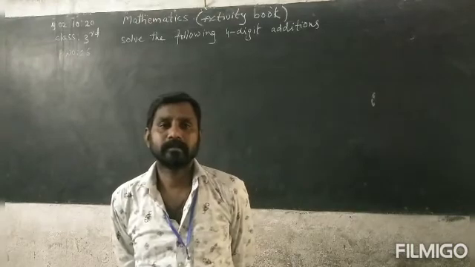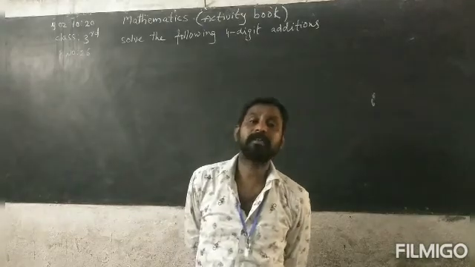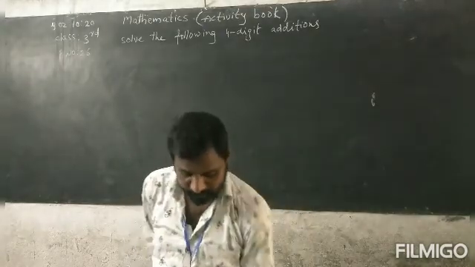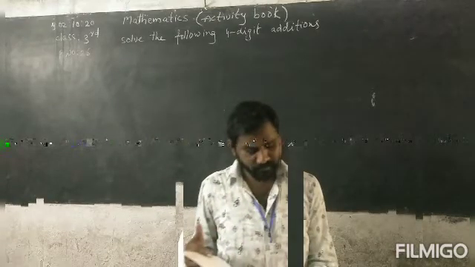My dear third class students, today we will discuss addition of 4-digit numbers from your activity book, page number 26. Third class, page number 26, beta. Page number 26.